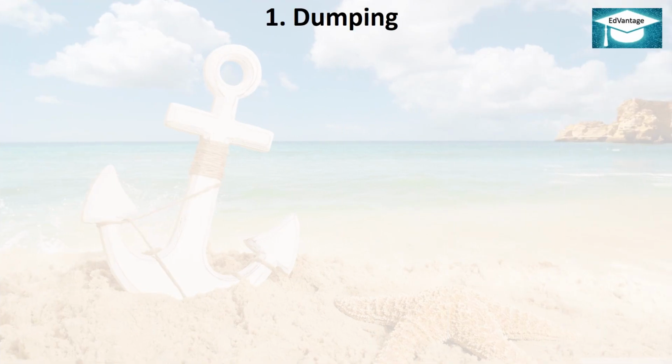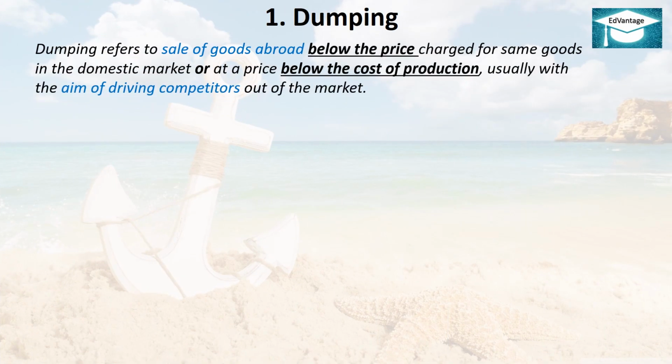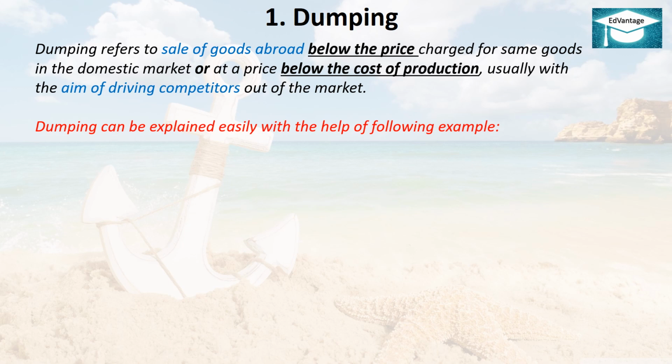One. Dumping. Dumping refers to sale of goods abroad below the price charged for the same goods in the domestic market, or at a price below the cost of production, usually with the aim of driving competitors out of the market. Dumping can be explained easily with the help of the following example.